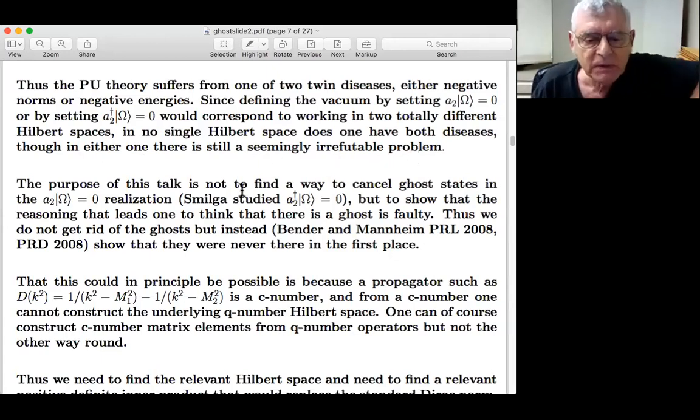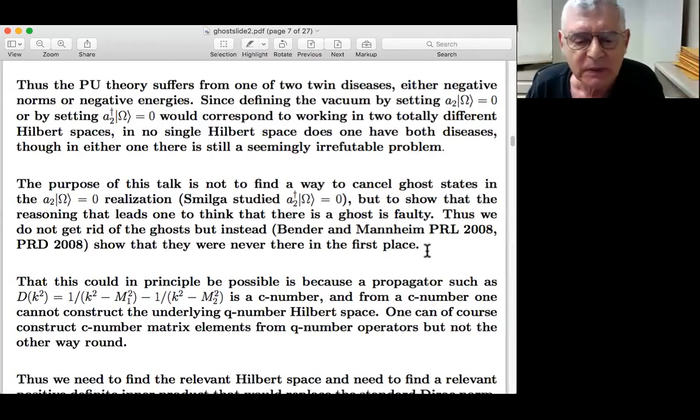The purpose of this talk is not a way to cancel the ghost states in the A2 dagger realization, but to show that the reasoning that leads one to think that there is a ghost is faulty. Thus, the work of Carl Bender and I never gets rid of the ghosts, but shows that they were never there in the first place, never gets rid of the states of negative norm.